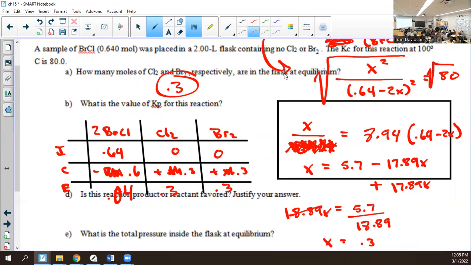Right. Okay, now, how would you do Kp? This ice table is not for part B. All this was to find A. For Kp, you just use Kc, right? But what's the change in moles? Nothing. So what's the answer? 80. I like that. So the value of Kp is 80.